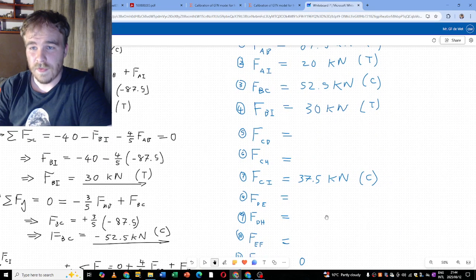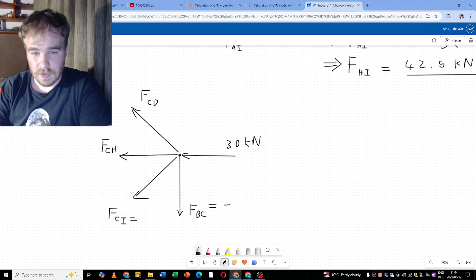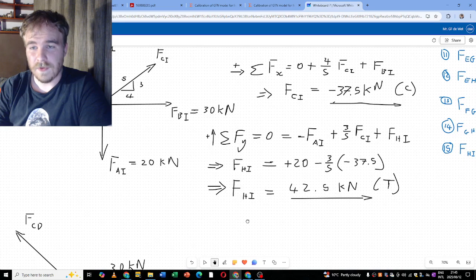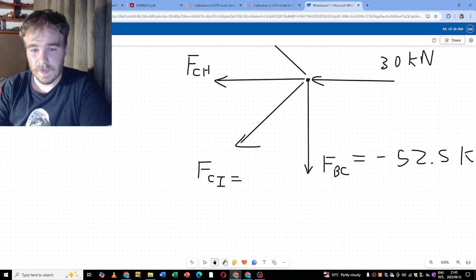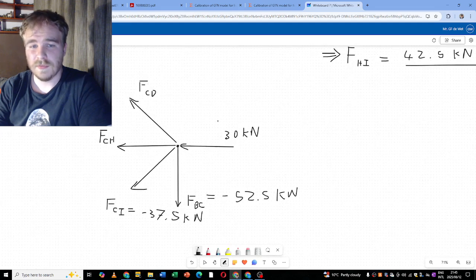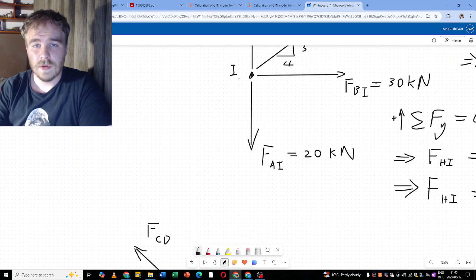Now I just have to go and see what BC was. BC was 52.5 kilonewtons in compression. So it is negative 52.5 kilonewtons, and CI was negative 37.5 kilonewtons. Great. And this is now point C. Did I write I? No, I did not. That is not good. This was point I.